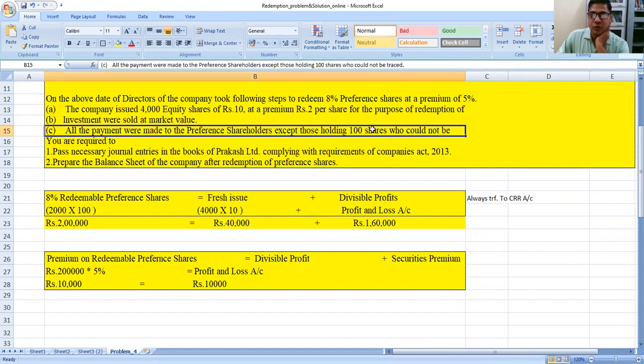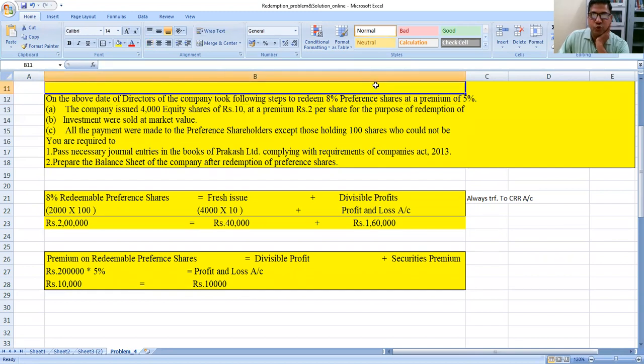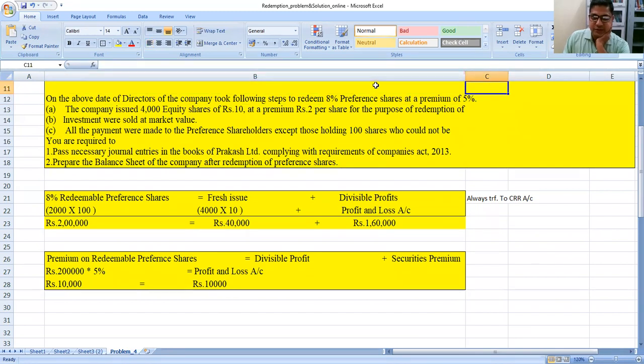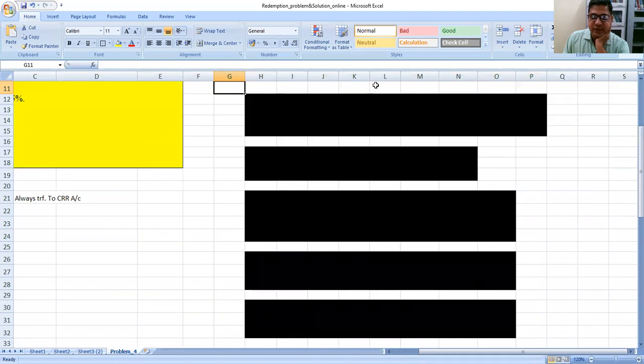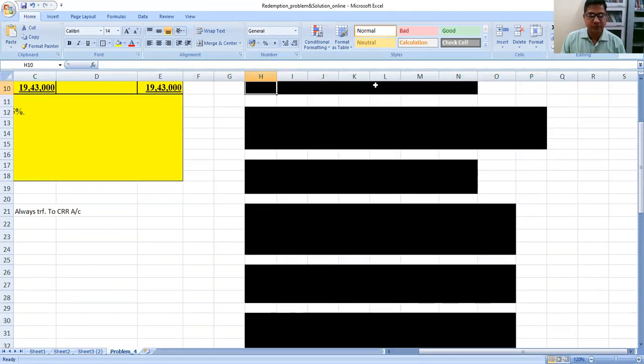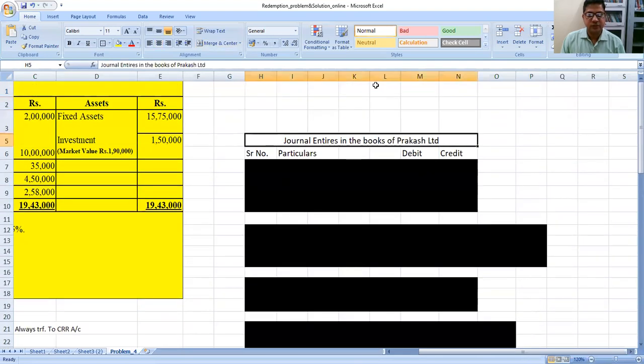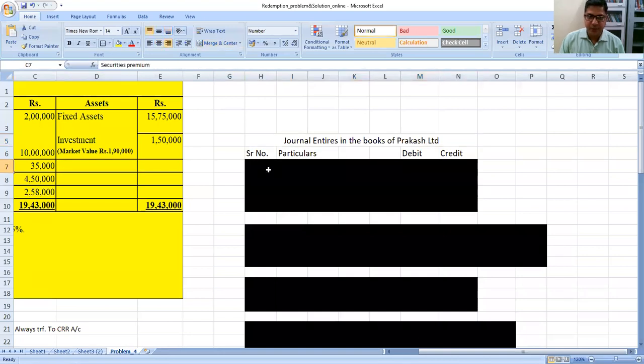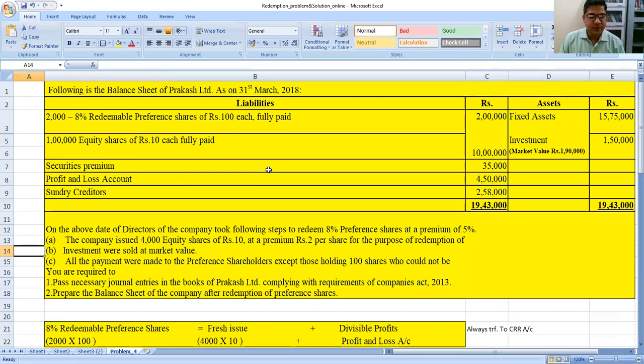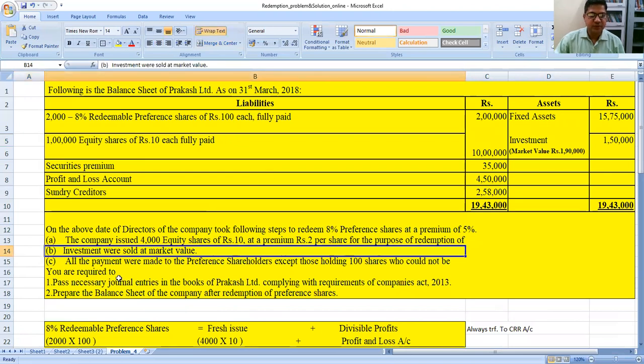Okay, fine. Now we will do general entries. आपण general entries करणार आहोत. So we will write here journal entries in the books of Prakash Limited. आता फर्स्ट जनरल एंट्री आपण करणार आहोत इन्व्हेस्टमेंट सोल्ड. Investments were sold at market value.